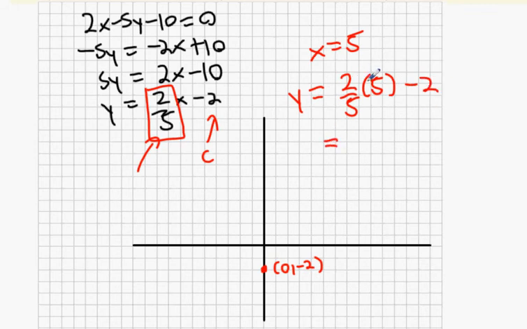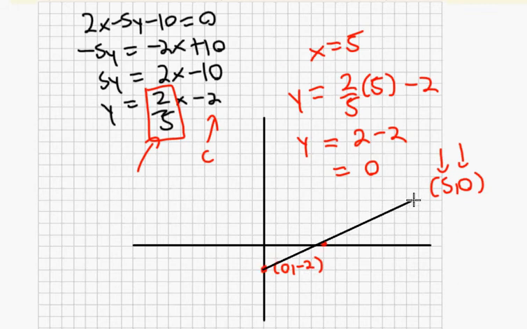2 times 5? 10 divided by 5? 2. 2 minus 2, anybody? 0. This makes this the point 5, 0. When x is 5, y is 0. Count across 5 spaces, and there you go, and your line is drawn. You only ever need 2 points to make a line. So that's one line drawn, okay? We try another one out.